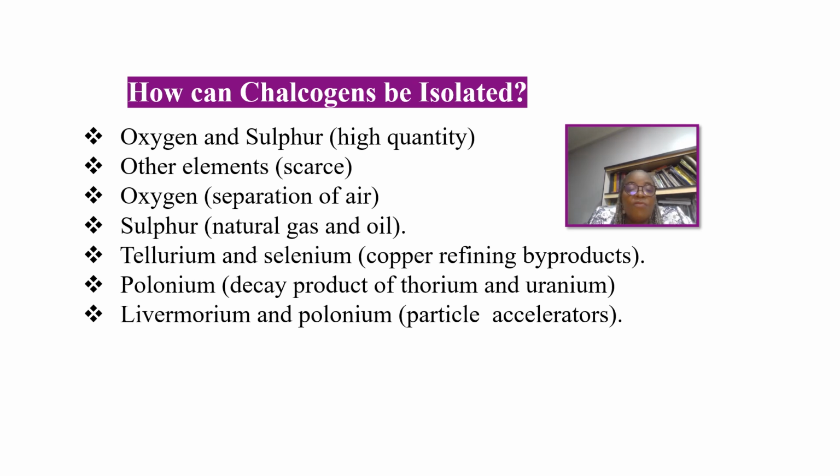The refining of copper is known to yield tellurium and selenium as products. Selenium and tellurium also occur as sulfide ores. Polonium occurs as a decay product in thorium and uranium minerals. Livermorium and polonium can be created with the help of particle accelerators. Polonium was named after the home country of the great chemist Marie Curie, as she discovered this element.